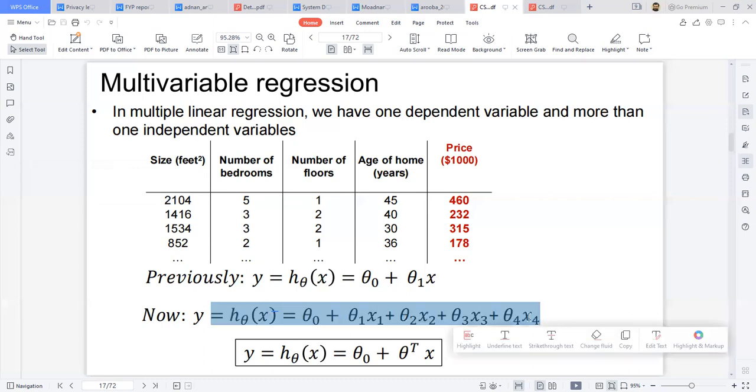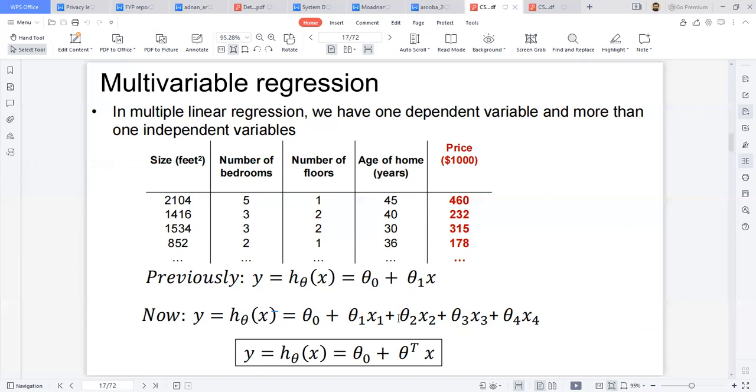You can see that this one is multivariate. Multivariate means we have more than one variable, like x1, x2, x3, x4. X1 here is size. X2 is number of bedrooms. X3 is number of floors. X4 is age of home. And this y, our hypothesis, depends on all the values.